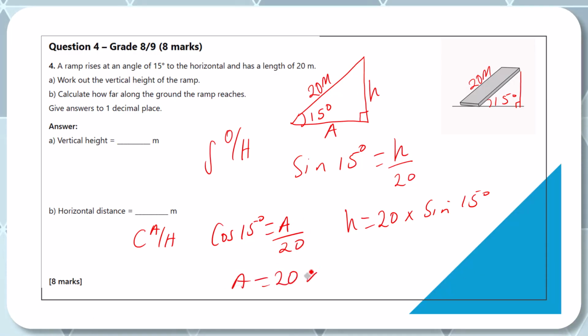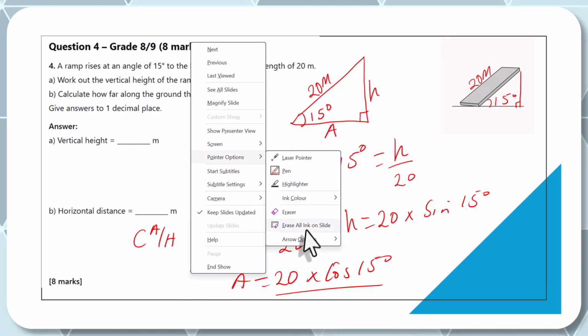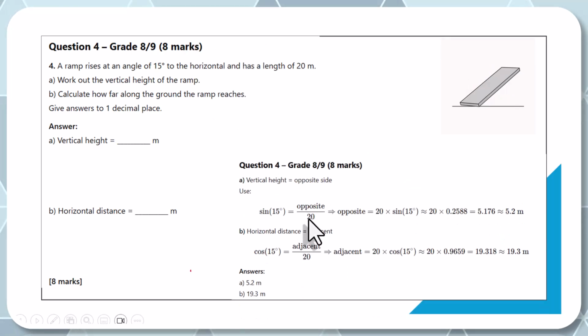So now how do you find A? You do 20 times cos 15 degrees. So 20 times cos 15 degrees, and that will give you the answers to that. Okay. Now I show you the answers again. Hopefully they are correct. And if you just want to use that to mark them.